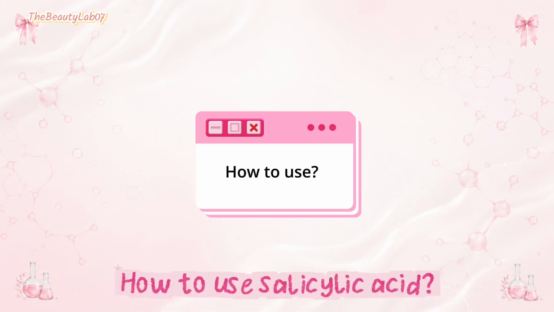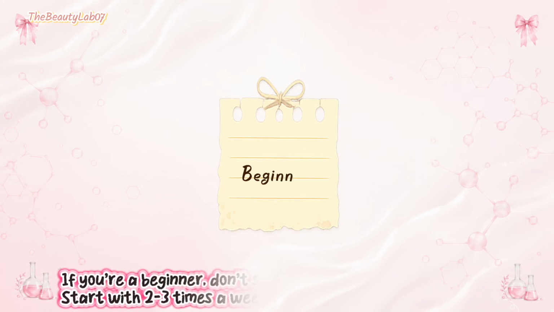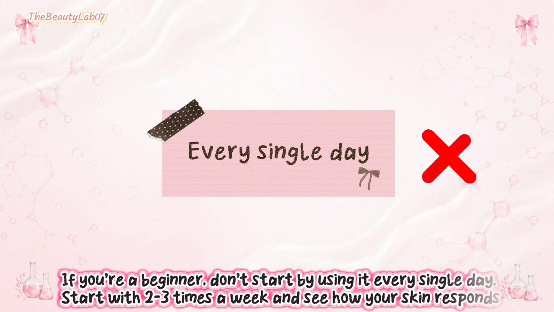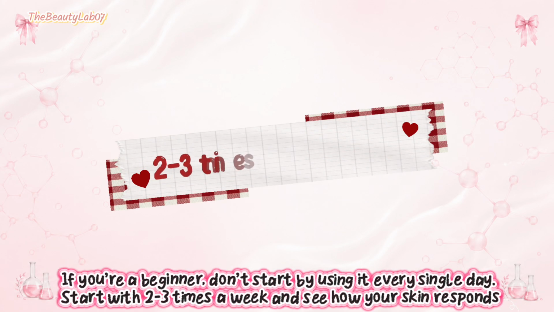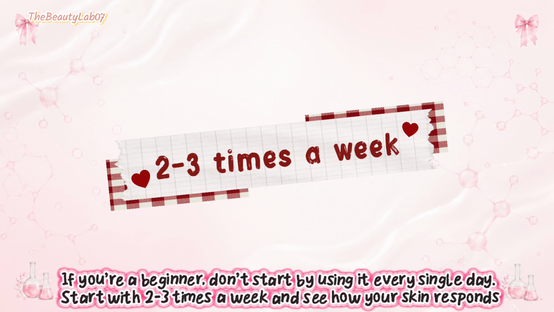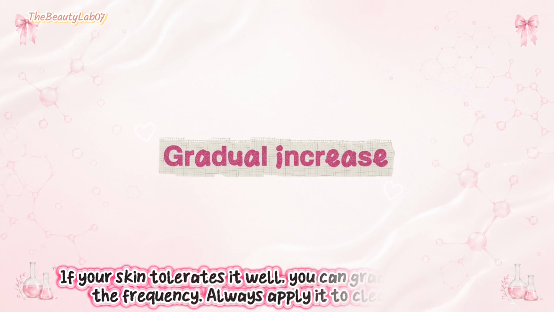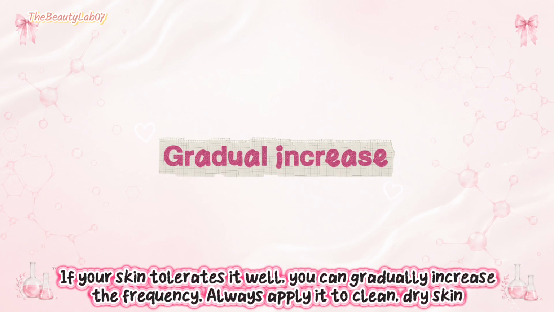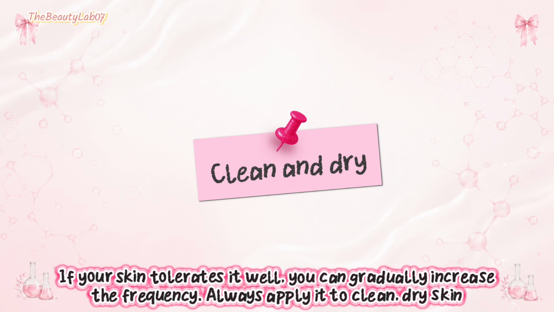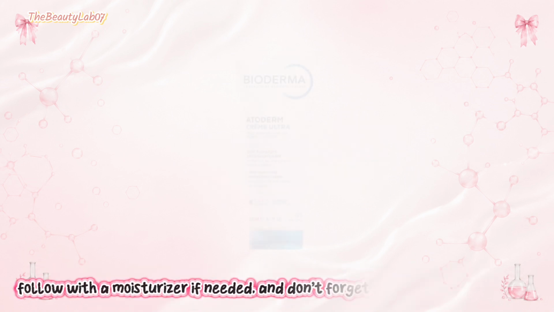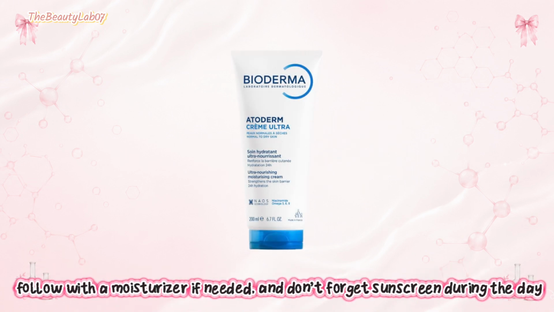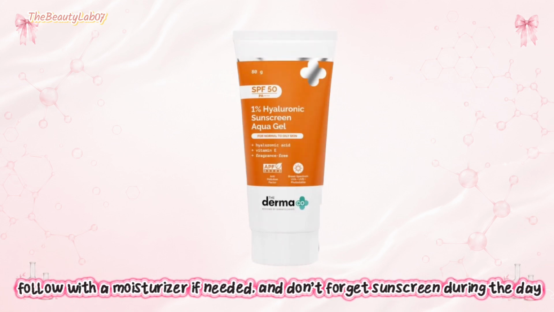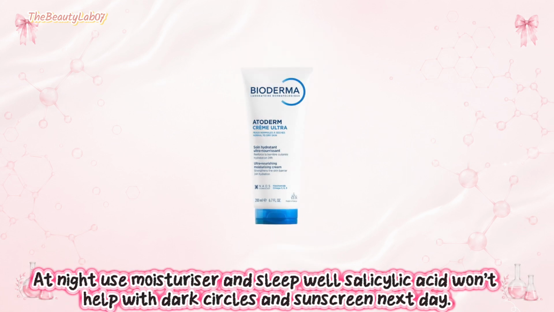How to use salicylic acid. If you're a beginner, don't start by using it every single day. Start with 2 to 3 times a week and see how your skin responds. If your skin tolerates it well, you can gradually increase the frequency. Always apply it to clean, dry skin. Follow with a moisturizer if needed, and don't forget sunscreen during the day. At night, use moisturizer and sleep well.